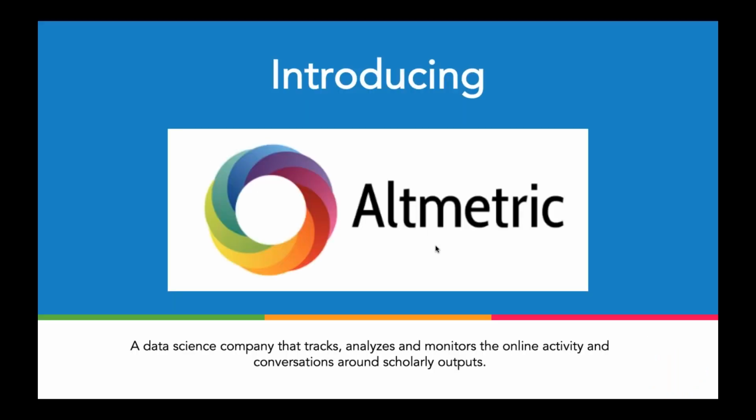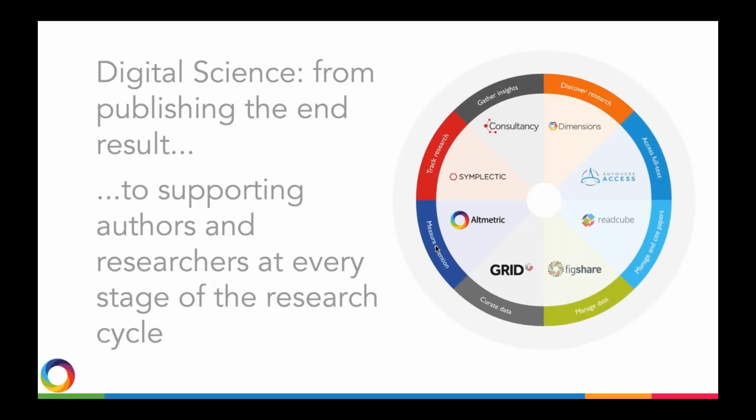So just to introduce Altmetric, for those of you who are not very aware, or maybe you need this as a recap, a refresher, Altmetric is a data science company that analyzes and monitors online activity and conversations around scholarly outputs. It is part of the Digital Science family of products, and it looks at measuring that attention to those outputs. It supports authors and researchers as well as research organizations at every stage of the research life cycle.